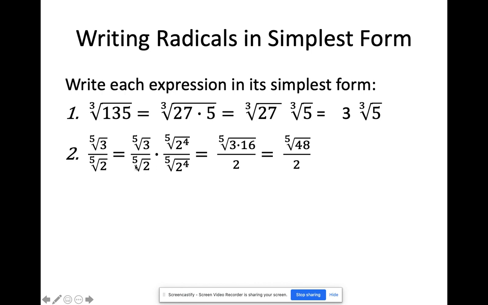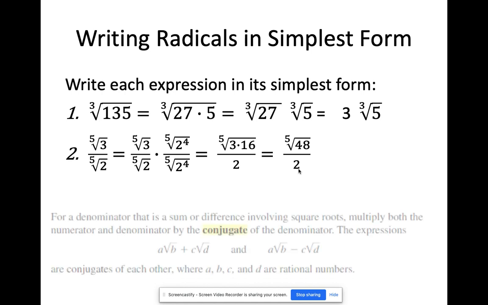Since the index is 5 and this is 2 and the power of 2 is 1, what number do you need to add to 1 to come up to 5? That is 4. So the expression should be the fifth root of 2 to the fourth, because 2 to the fourth and 2 gives you 2 to the fifth, which cancels with the 5 and gives you 2. Since these two have the same index 5, you can just multiply the insides together. 2 to the fourth is 16, and that multiplies with the 3 right there, which gives you 48. So your final answer is the fifth root of 48 divided by 2.